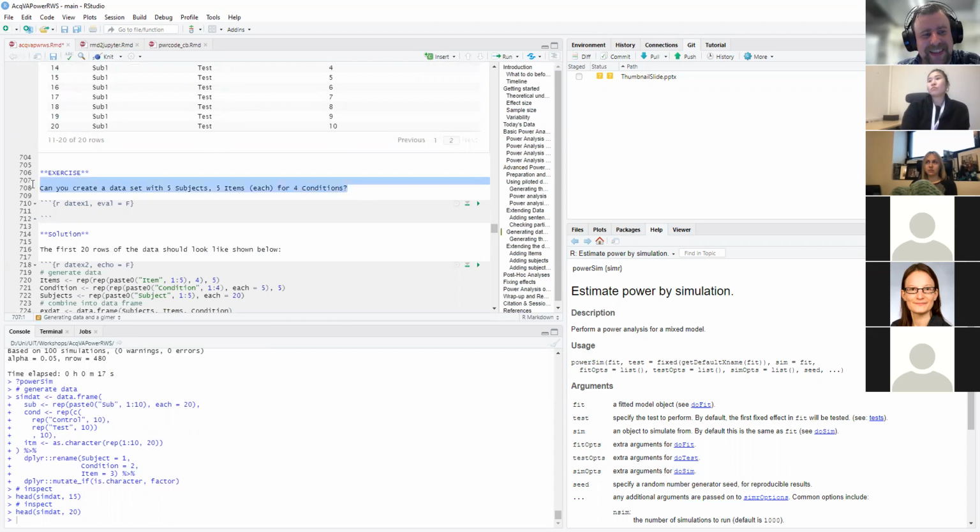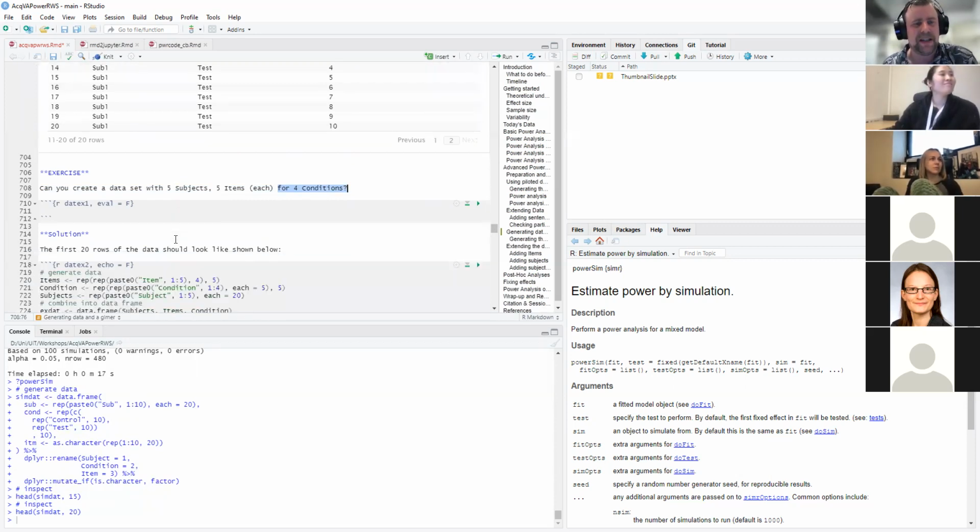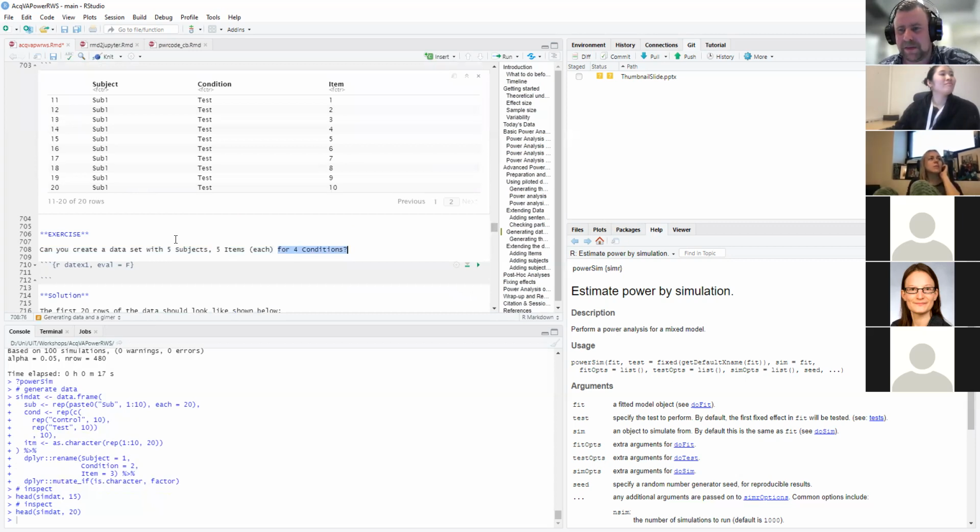Now, to keep you occupied, I'd like you to create a data set, right? Only that I want you to have not 10, but 5 subjects. And I want to have 5 items for 4 conditions, right? And you can look below, please don't. But probably if you're working in here, you'll see it anyway. That was suboptimal, because if you look at this, you'd see the exercise and not see the solution. Yeah, so it should look like this.